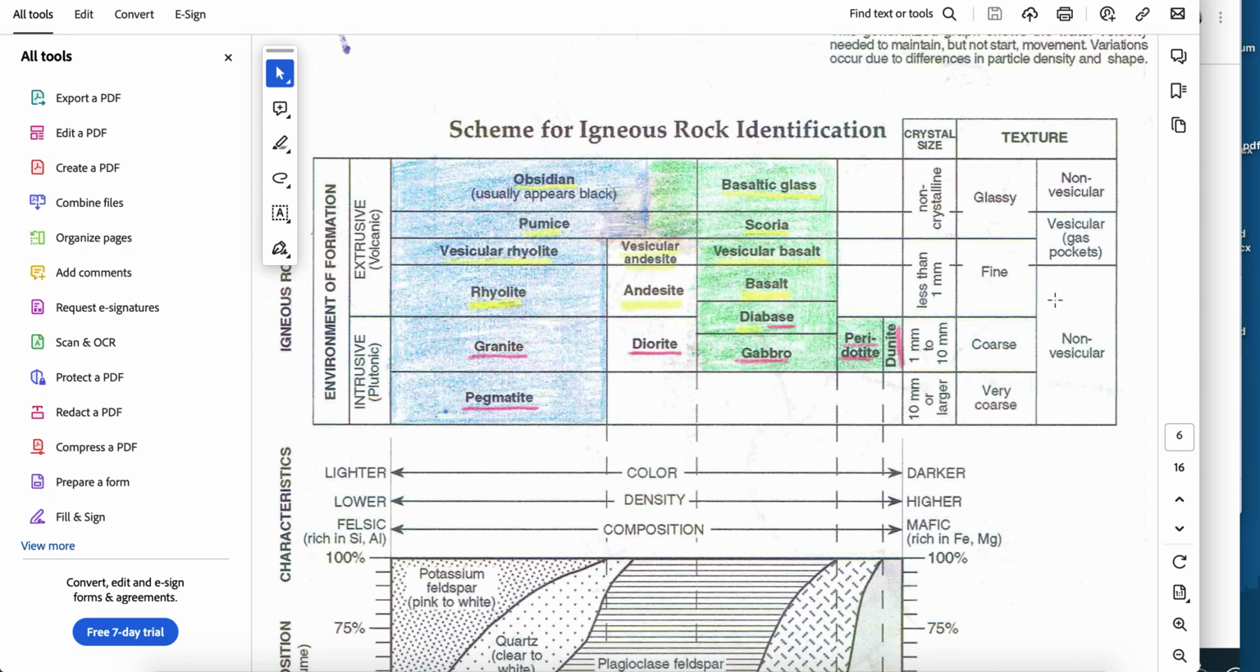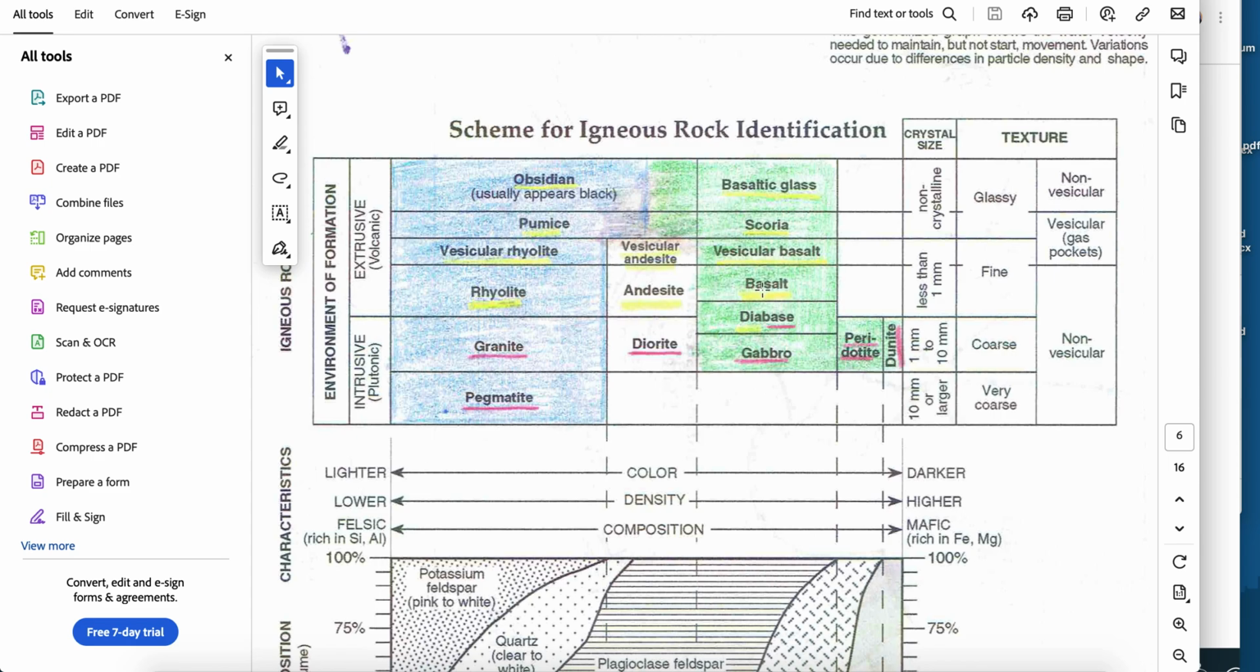What's quite unique here is that the extrusive rocks can only be extrusive, and not every rock will be vesicular. Like, for instance, if I take a look here at pumice as an example, you see the width of this box? I bring this straight down here, same width. Pumice is definitely going to be non-crystalline. It's going to be glassy in texture. And if I continue this line here, it's going to be vesicular in texture as well.